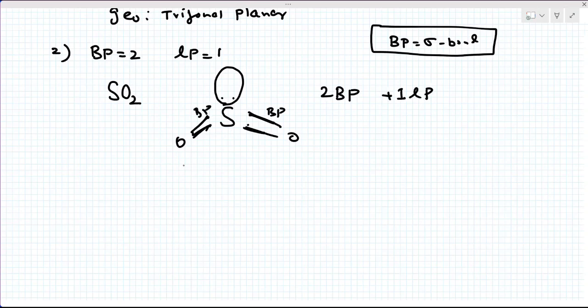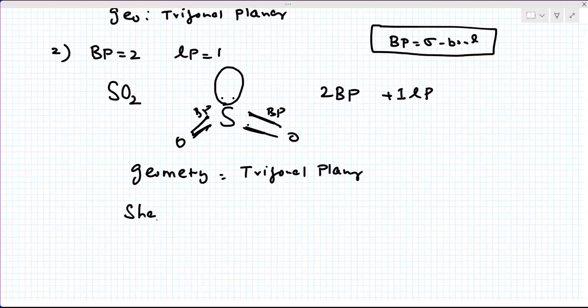Now, what is the geometry? If you want to find the geometry, we have to count both bond pairs and lone pairs, right? What is the total count? 3 electron pairs. Whenever the molecule has 3 electron pairs, the geometry is trigonal planar. If you want to find the shape or structure, we have to count only the bond pairs. Therefore, forget the lone pair. Look at the bonds. What is the appearance of this SO2? It is like a V, right?